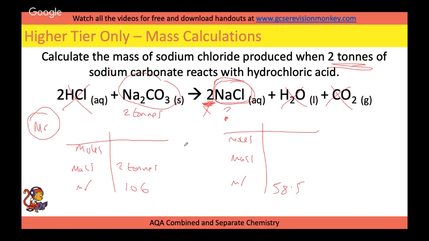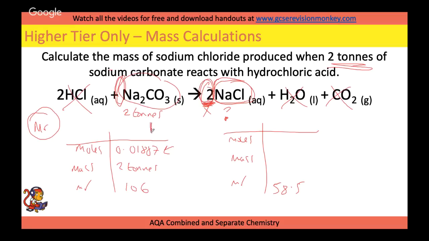So the one thing that I can work out, that's everything that I've got first of all. The one thing I can work out is this bit, the moles. So moles equals mass over MR. So 2 divided by 106 will give us 0.01887. This is where these numbers come important, the ratio of moles.